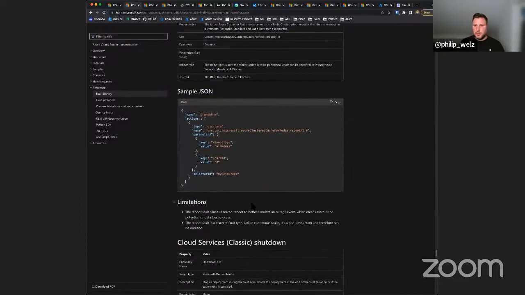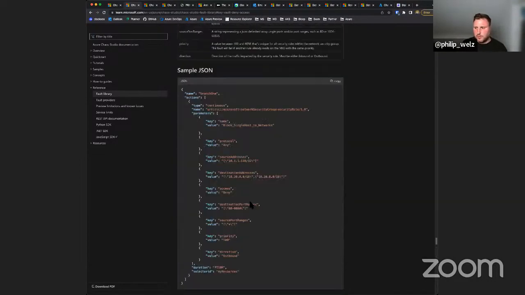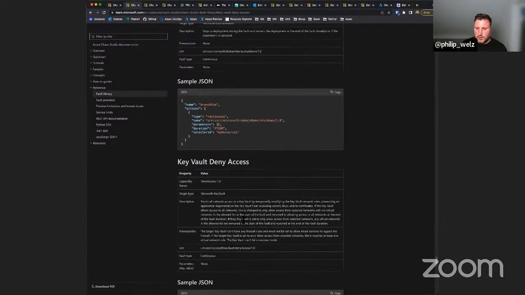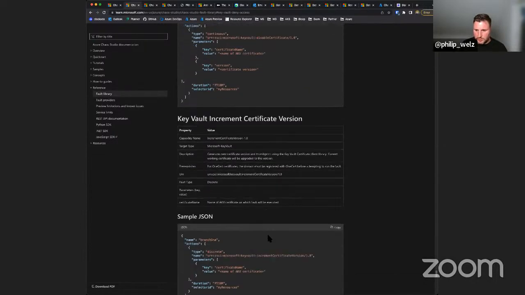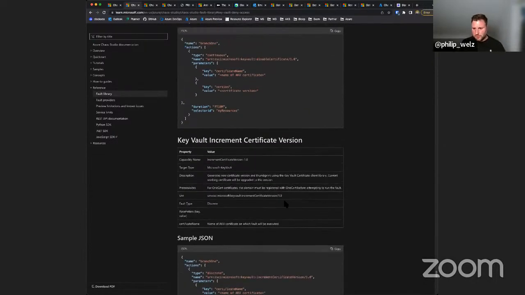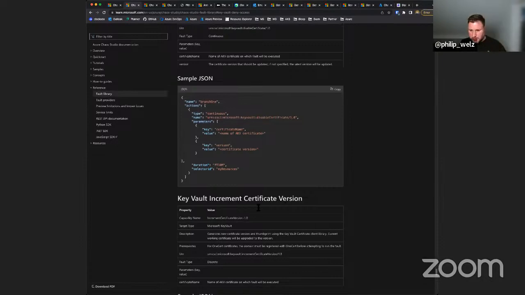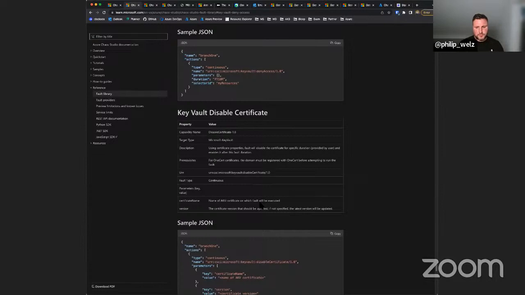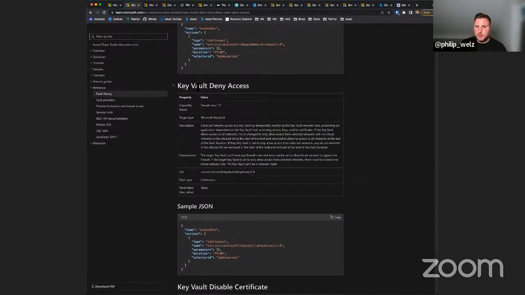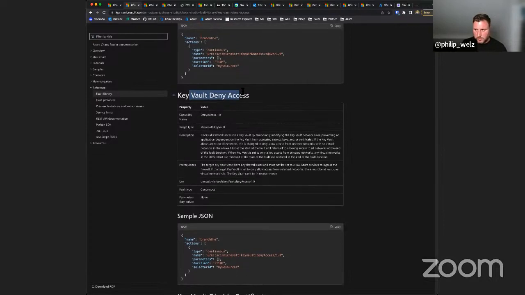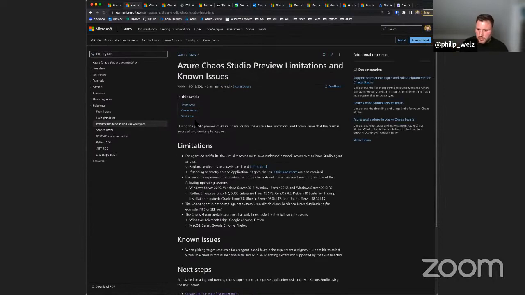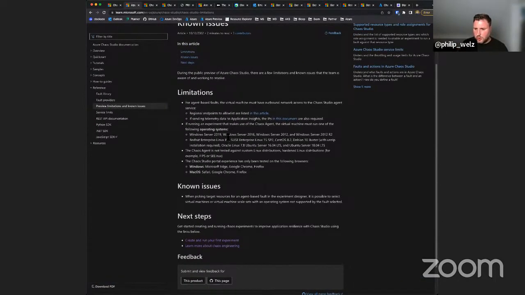So for Key Vault, we have three, I think. We can deny access, we can disable certificates, or we can increment certificate versions. But I think the last two, increment certificate version and disable certificate, are only available when you use the preview Azure portal and not the normal one. So in the default portal, we only have deny access available. And yeah, preview limitations. You can check it if you want.